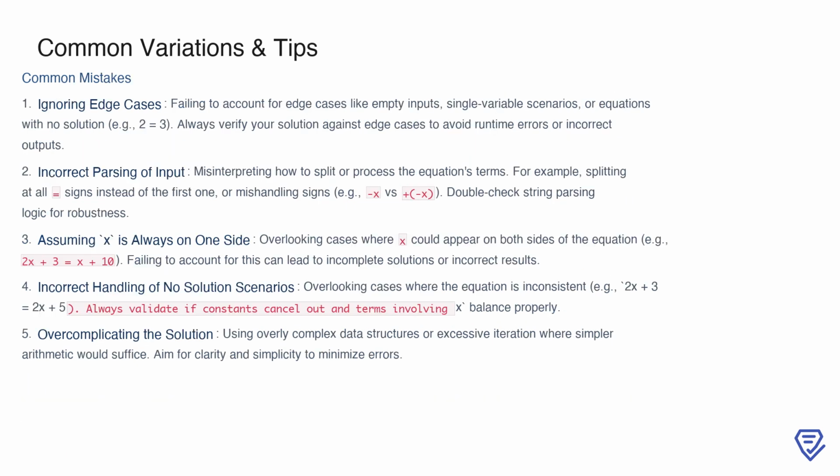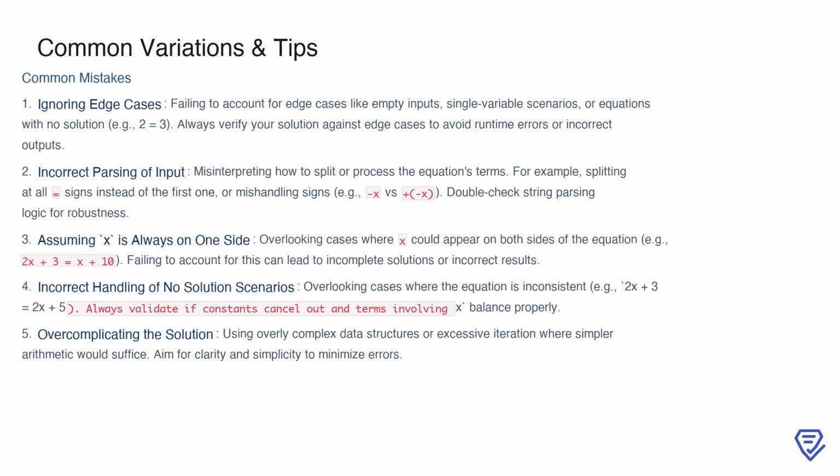When solving equations, there are several common mistakes to watch out for. First, ignoring edge cases can lead to major issues. For instance, scenarios like empty inputs, equations with no solution such as 2 equals 3, or even equations with only a single variable are easy to overlook. Always test your solution against these edge cases to ensure robustness.